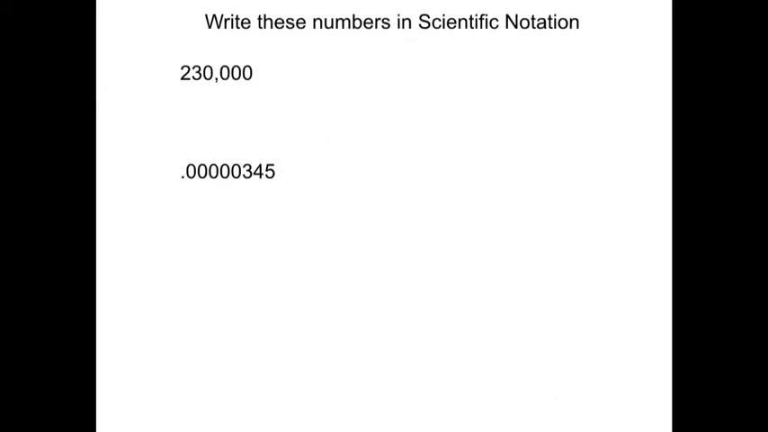So on this slide, again, pause the video and try to write these numbers in scientific notation. Realistically speaking, you're not going to ever have to write 230,000 in scientific notation because it's not a large enough number to do so. But for right now, to practice the skill of taking a number and writing it in scientific notation, it really doesn't matter how large or how small the number is.